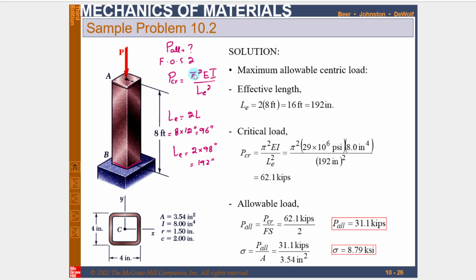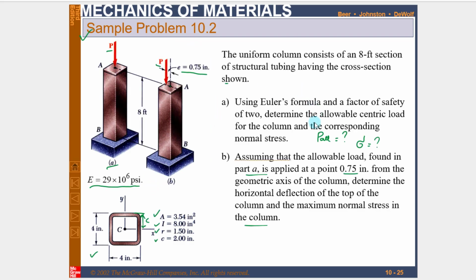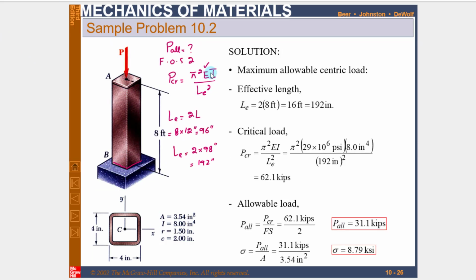So you have the E value. Clear? That was given in the question. E is equal to 29 into 10 raised to the power 6. So you have the value of E, you have I that is given, you have L over here. So you can put it, you will get the critical load will be this one. Now you know that factor of safety is equal to critical load divided by P allowable. So you have critical load over here.